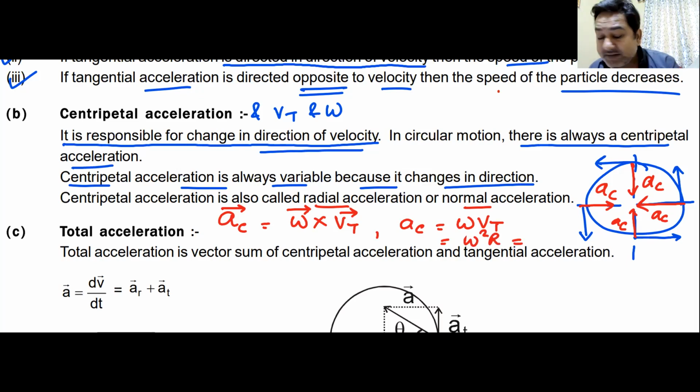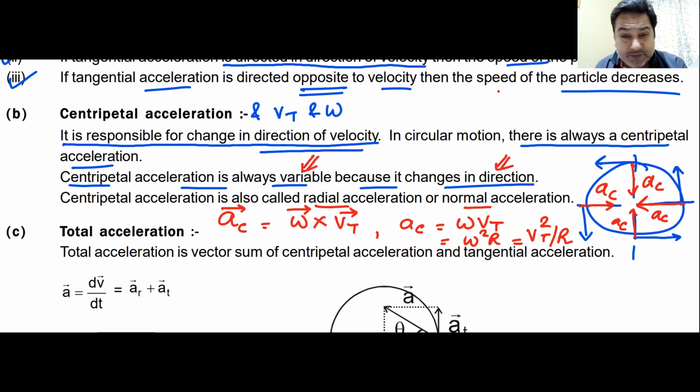The other way of writing this is, you can write omega as Vt by R, so you can write it as Vt squared by R. Am I clear with these 3-4 formulae that I have given for centripetal acceleration? The vector formula is omega cross V. The scalar formula is omega into V, or omega squared R, or Vt squared by R. It is always directed towards the center, hence it is known as centripetal acceleration. It is always variable because it is always changing its direction.